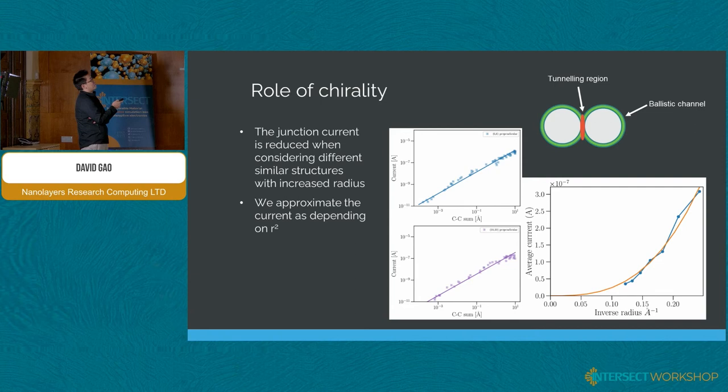And the first aspect, of course, is the radius of the nanotube. As the nanotube gets bigger and bigger, we actually have reduced conductivity. So there's this R squared dependence on the radius of the nanotube that you can fit. I've written role of chirality there, which may not be totally accurate because you can actually have different chirality nanotubes of the same radius, so it's not completely straightforward to make that comparison. But essentially, we can approximate the current as depending on R squared.